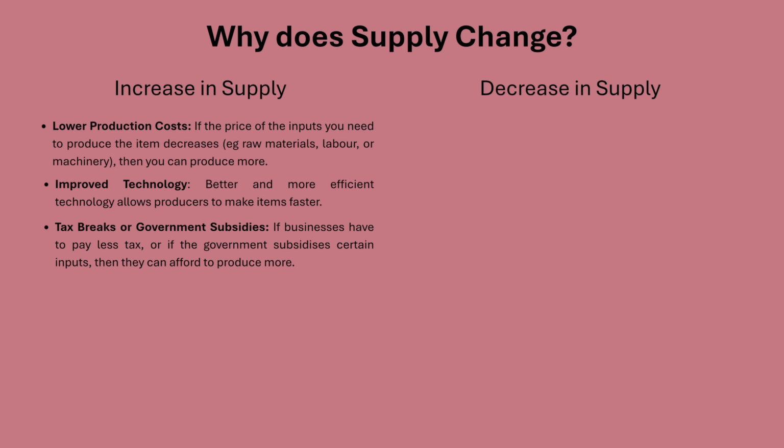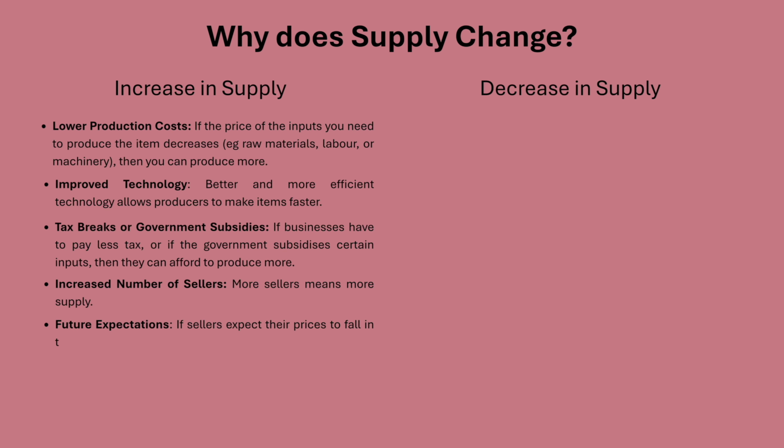When we talk about the overall supply in a market, like all the cafes selling coffees, for example, then there could be an increase in supply when there are new businesses that start up in the market. Say if 10 new coffee shops opened up in Wellington, then the supply of coffee increases in Wellington. Future expectations. If sellers expect their prices to fall in the future, then they would want to sell more now, while they are still making a good profit.